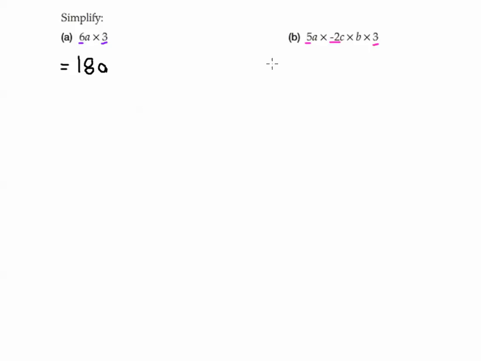So doing that, we just times it straight across, 5 times negative 2. So 5 times 2 first is 10. And then we've got times 3. So 10 times 3 is 30.